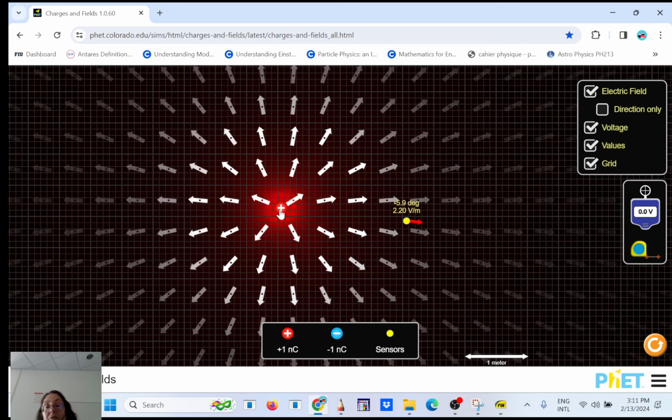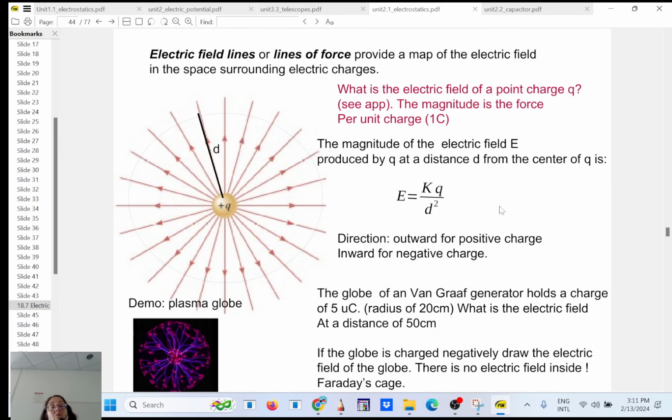Okay, so it means if you have a distance here and the electric field here is about 35, you multiply the distance by 2, then it's going to be divided by 4. Okay, so 35 divided by 4. So that will be the equation for the electric field.